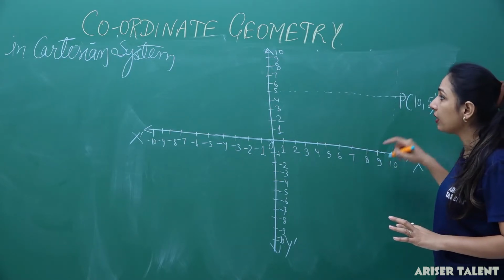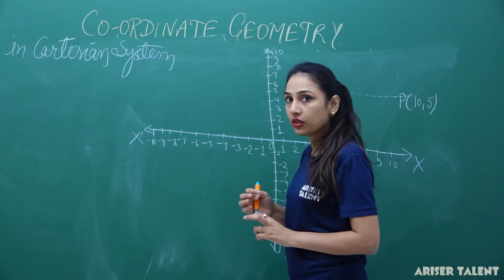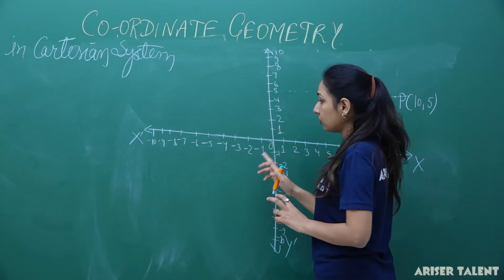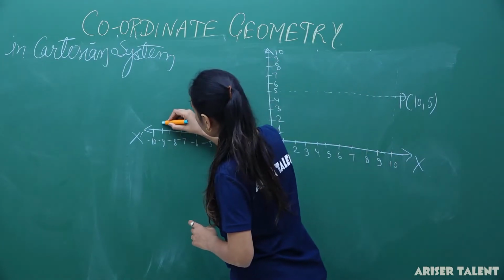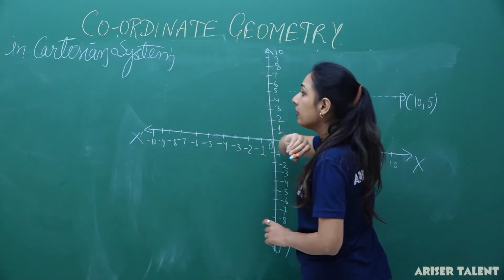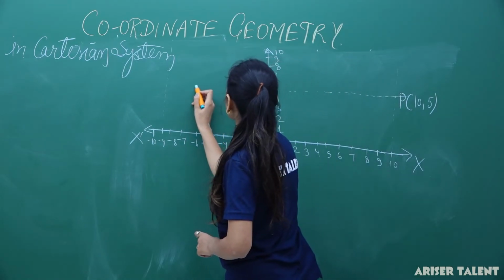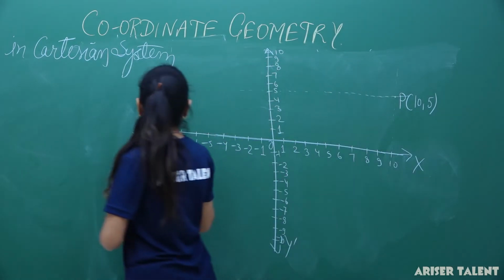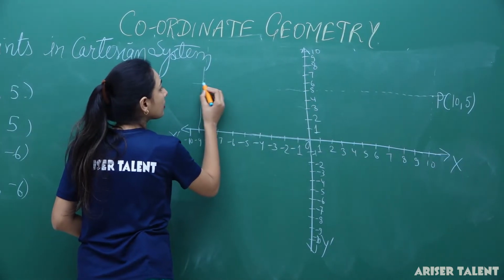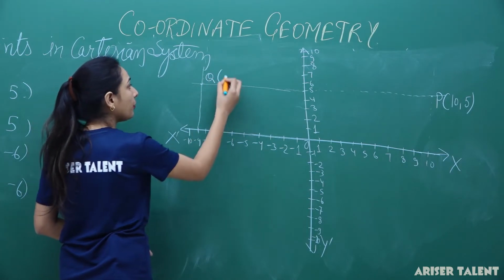So, P, 10, 5. Now, about Q. Q is minus 9 and 5. Okay. So, minus 9. Where is minus 9? On the x-axis. So, x-axis minus 9 is here. Right. And y-axis it is plus 5. So, plus 5 it is here. So, this is the point. Okay. If these two lines are like this, is the point. Which point? Q.